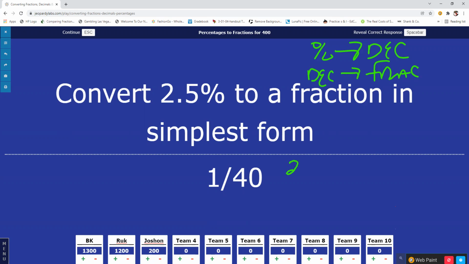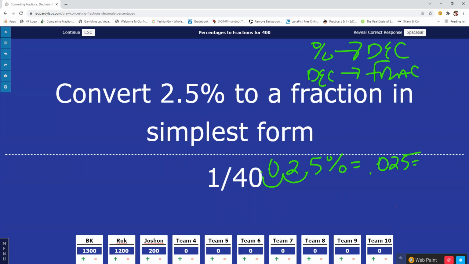So if I go from a percent to a decimal, we know that means that I have to move my decimal 2 places to the left. See how I have an empty scoop here? So I have to add a 0 as a placeholder. So that's going to give me 0.025.